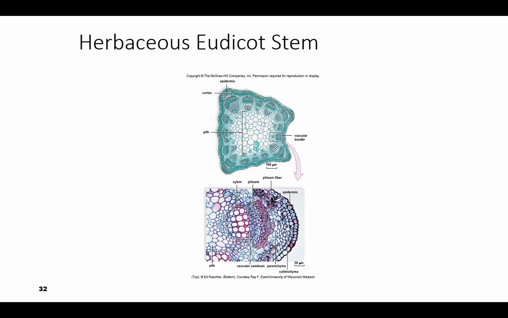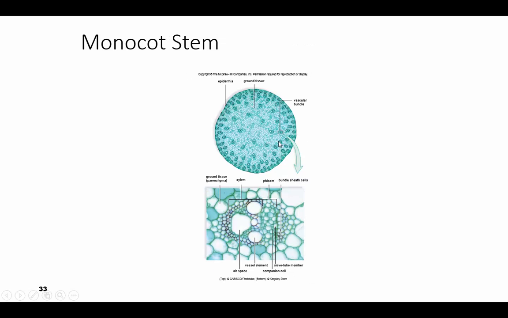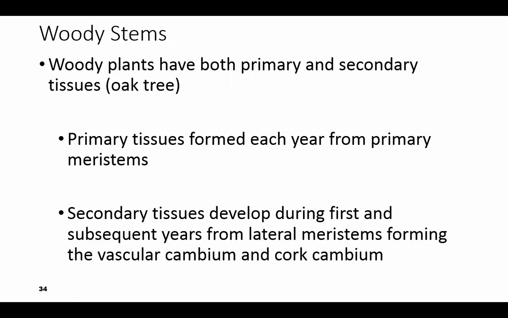This is a sunflower, which is a herbaceous eudicot, and you can see how in the eudicots it's going to be arranged in a ring. You see the ring up at the top that goes around here? And then if you look here at the monocot stem, you see how the vascular bundles are scattered all over everywhere within that stem. And this would be like you find in bamboo or corn.